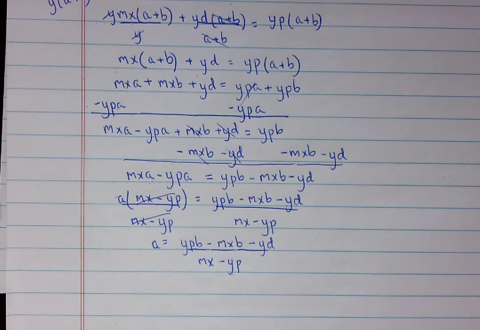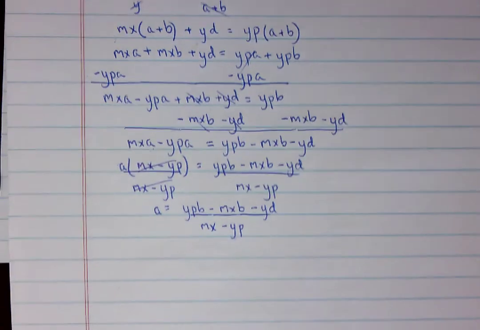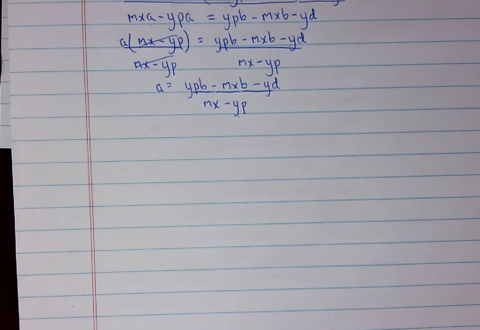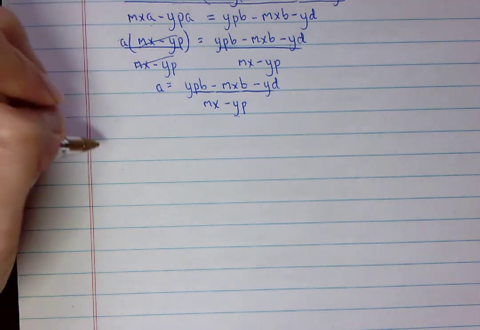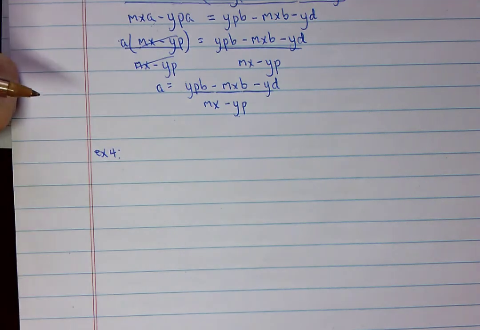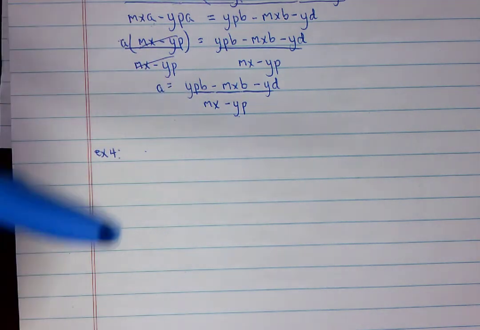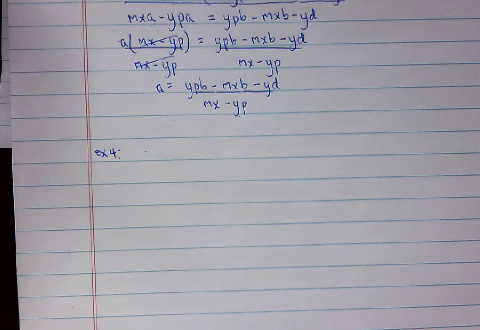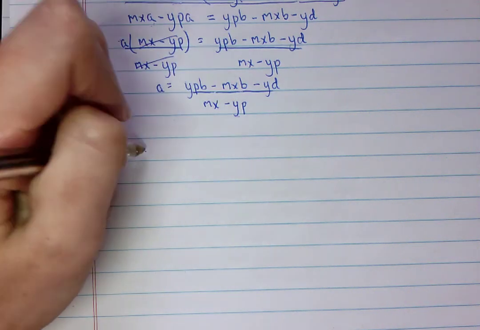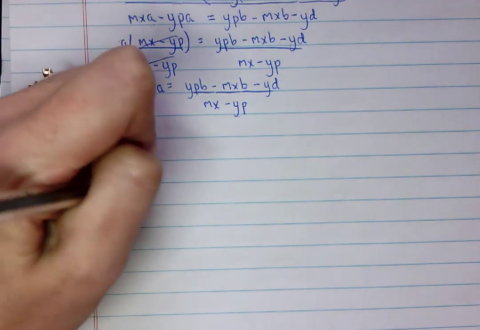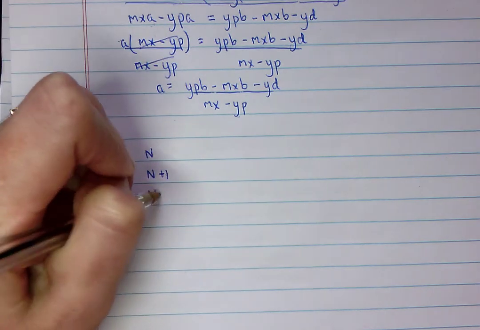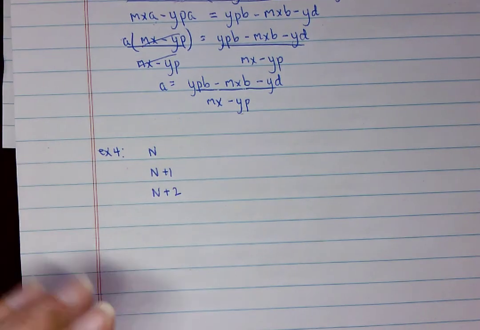The very final example that they give you here is relating to word problems and quadratics. For example 4 in the book, they say find 3 consecutive integers. So I'm going to write that down. 3 consecutive. That means they're 1 apart. They didn't say odd or even. They just said 3 consecutive. So we're going to say the first one is n, the next one is n plus 1, the one after that is n plus 2. So write down however many you have.